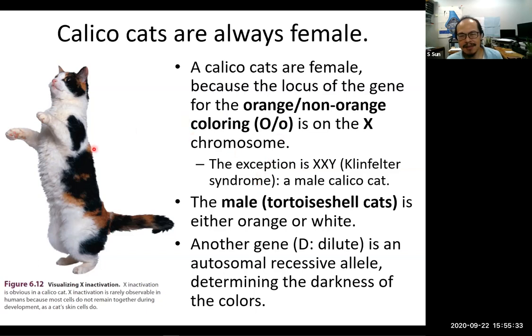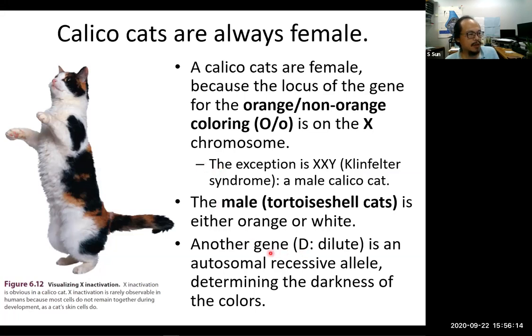Then your question is what happens to the male? The male will not have this spot, will not have orange and white. It will be just one X, and that one X can be either orange or white. So the cat will develop to either a pure white cat or a pure orange cat. It's not entirely orange. It has some darkness to it. So it will appear more like chocolate color.